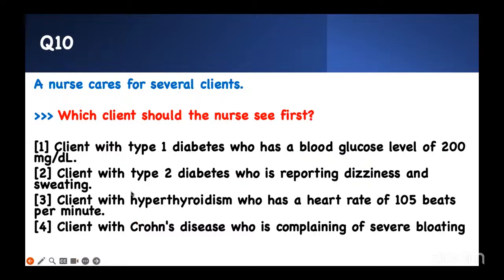So one is the right answer. And this is the last question. What do you think? It's all put together. Several clients: who are you going to see first? Type 1 diabetes, his glucose is 200. Are you okay with that? Type 2 diabetes is reporting dizziness and sweating. Are you okay with that? Hyperthyroidism, he has a heart rate of 105. And Crohn's patient is reporting severe bloating.